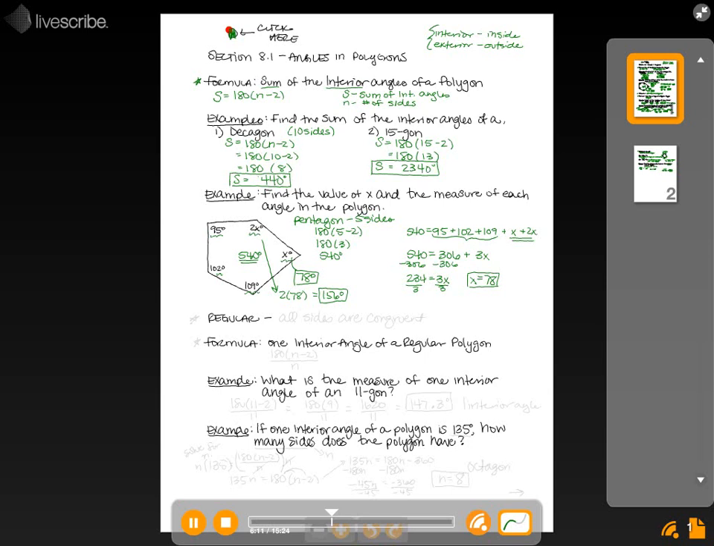Now, if you wanted to check, we would add up all the angles in the polygon, 78, 156, 109, 102, and 95, and they should equal 540. That's one way to check.